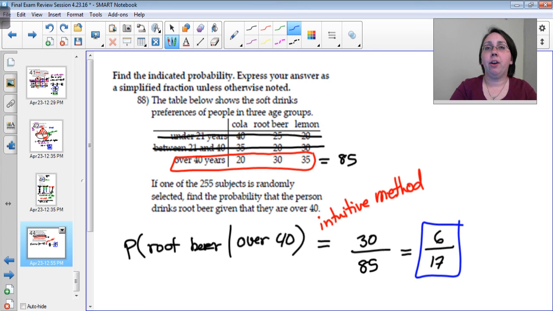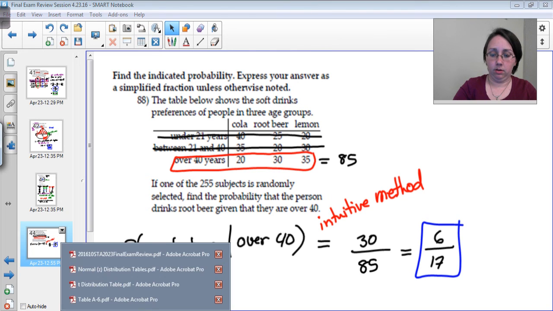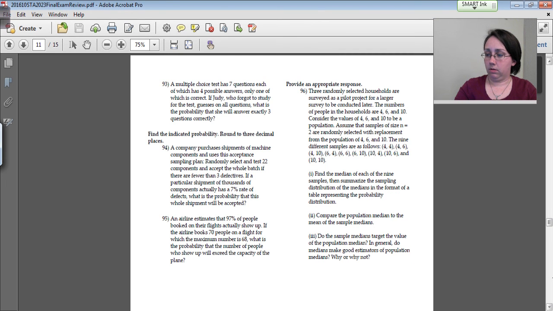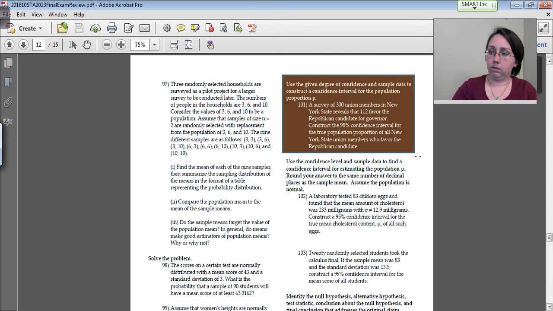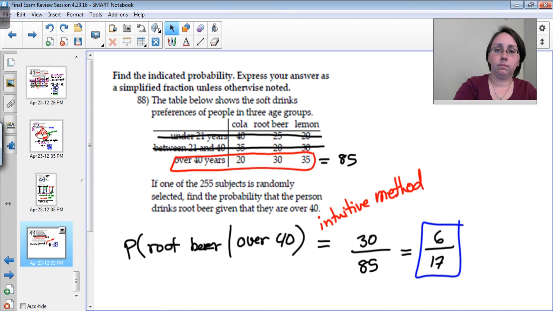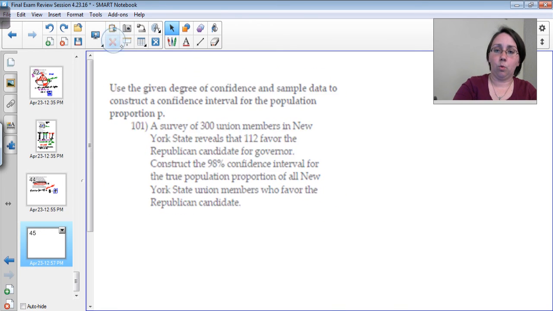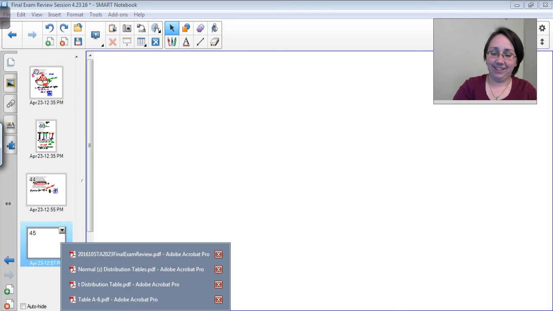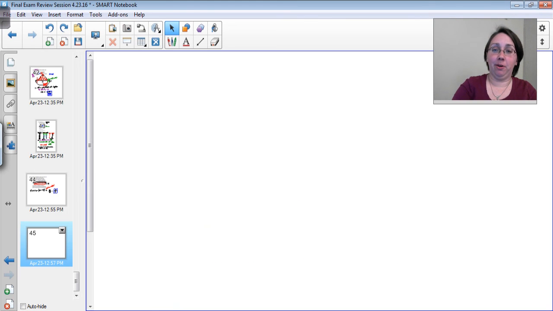Is intuitive okay, or do you want me to do the formula? Maybe 101. 101. Sorry, one more. Which one do you want me to do? Yeah. Well, I've already got 101, so I'll do that one.